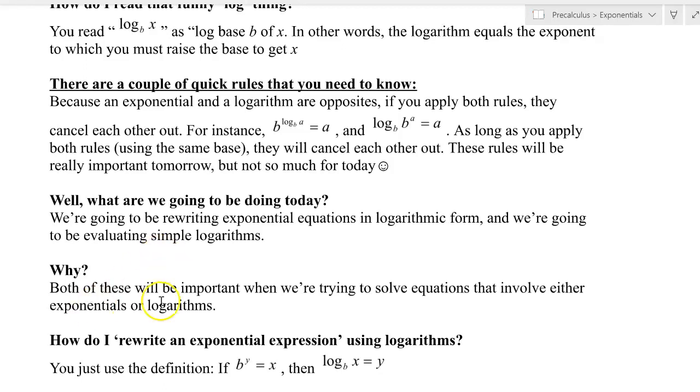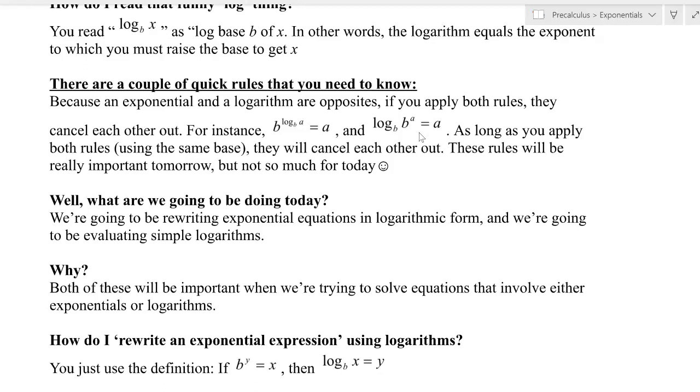And that's one that we forget a lot, sometimes myself included. I'm not going to lie, I will sit there and look at one of those problems for about 30 seconds and be like, oh yeah, that's a thing. It's just one of those last-thing-to-my-mind type of deals, but it still comes to me within 30 seconds. As long as you apply both rules, assuming we're using the same base, they will cancel each other out. These rules will be really important later, but not so much for right now.